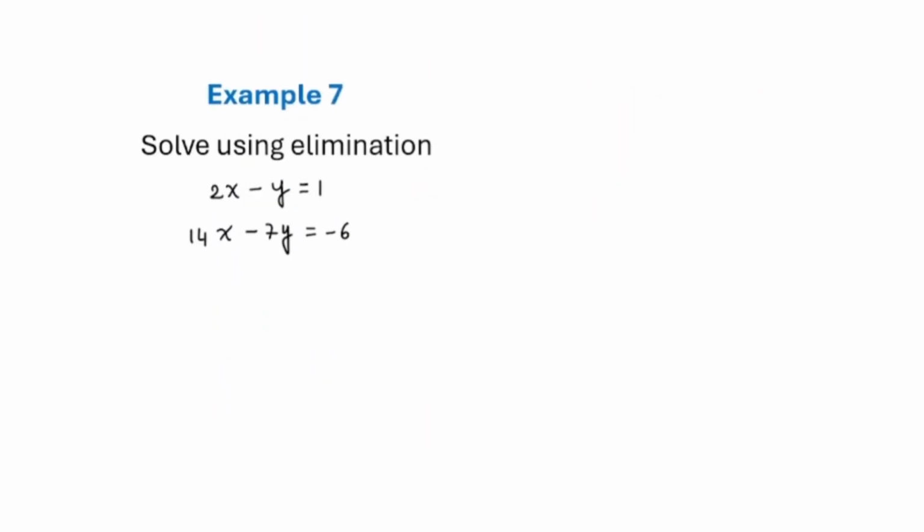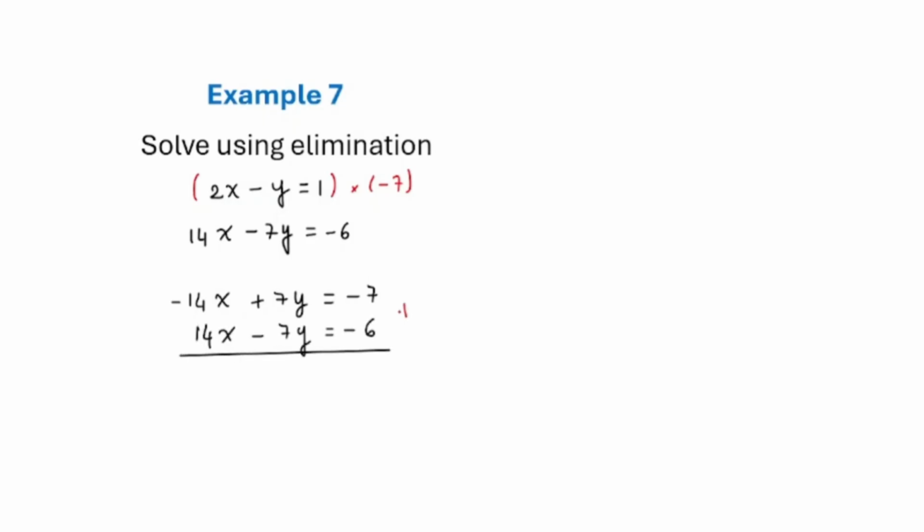Let's look at the other special case. We have 2x minus y is equal to 1, and the second equation is 14x minus 7y is equal to negative 6. The terms are already aligned in both equations. To eliminate the variables, we multiply the first equation by negative 7. That gives negative 14x plus 7y is equal to negative 7. The second equation stays the same. Now we add the equations.